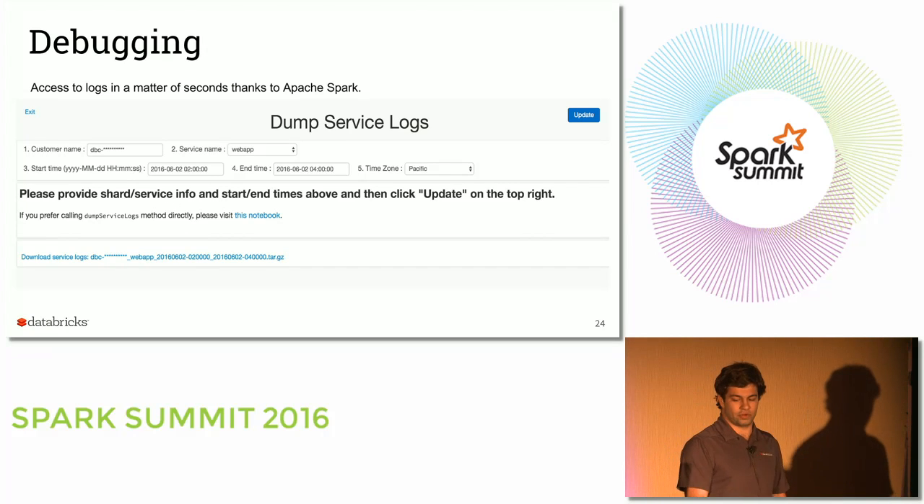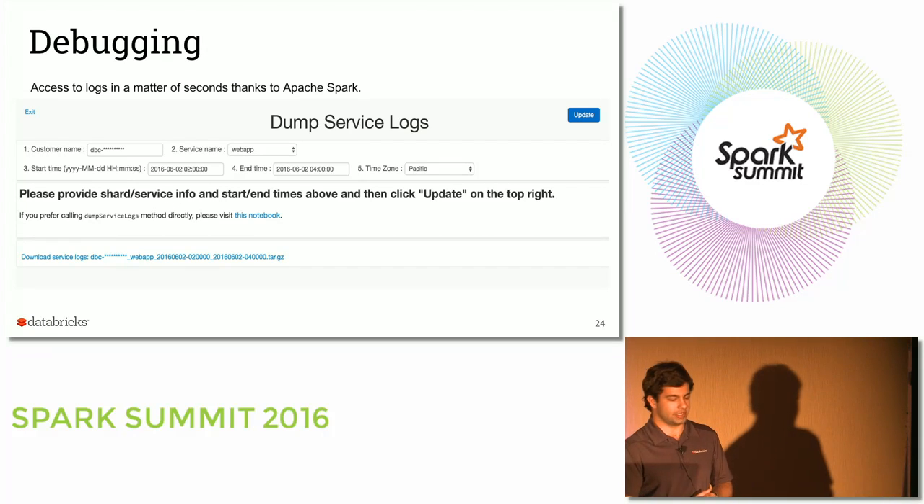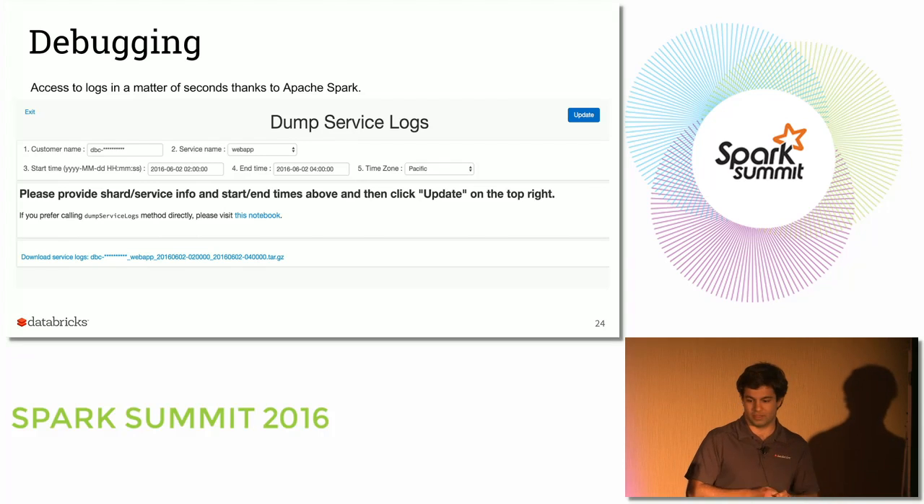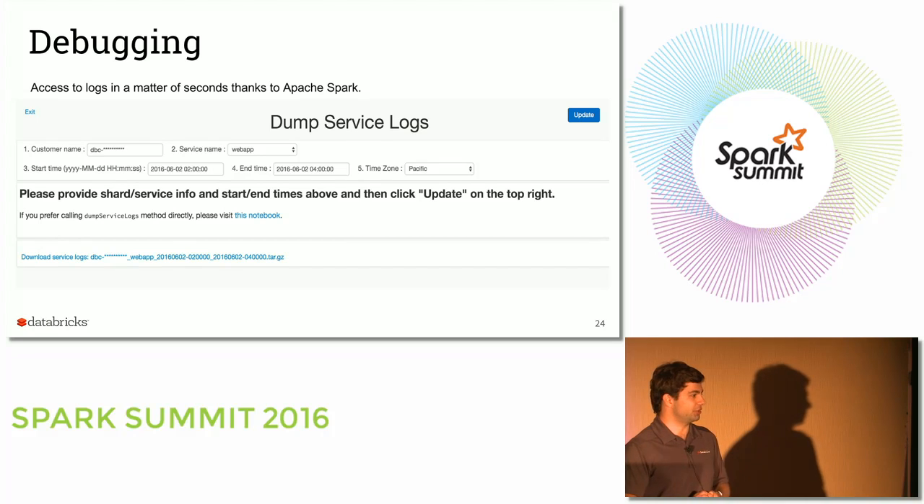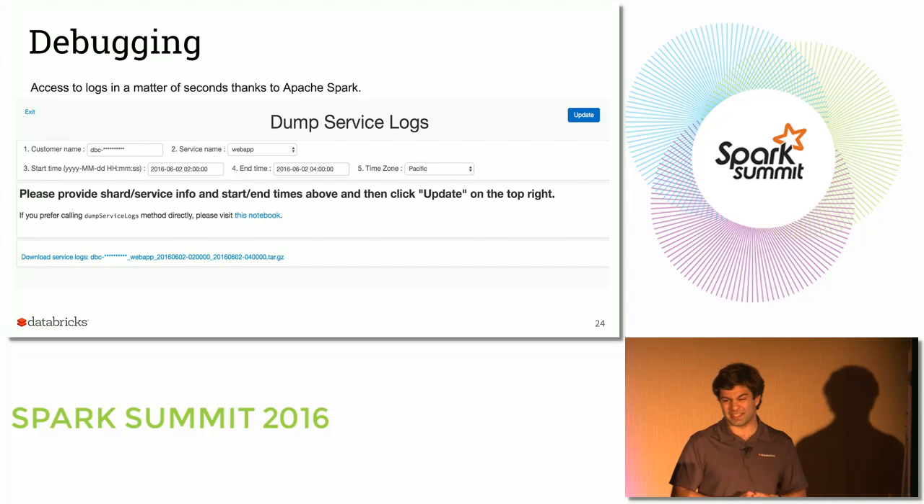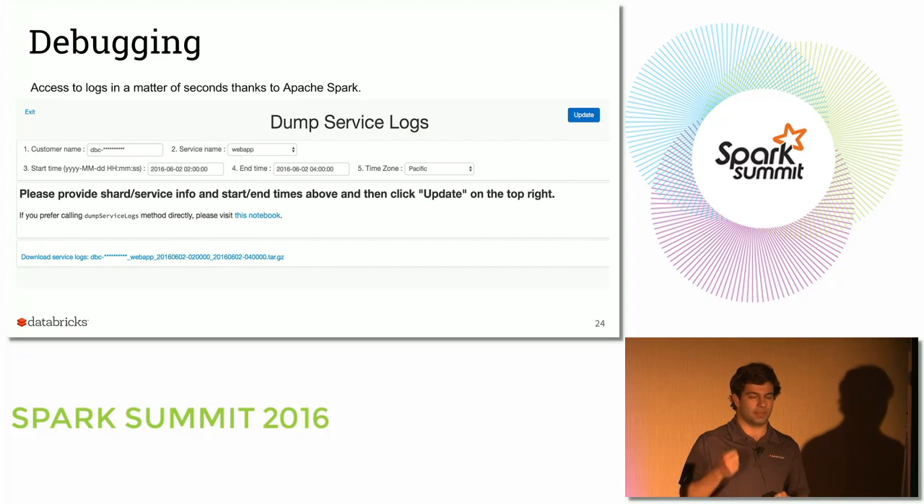So the first case was debugging. You know, we're all not perfect. Bugs go into production environments, no matter how much QA you do. So once a bug happens, you need to figure out why it happened and where else it happened.